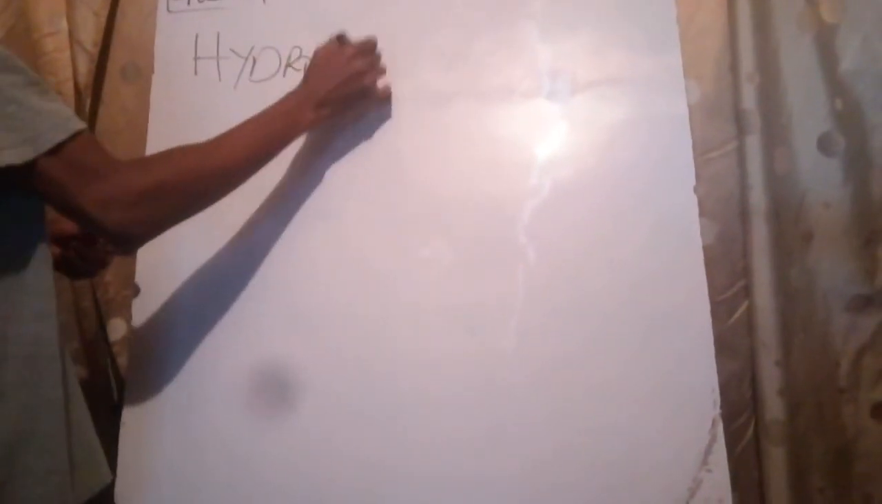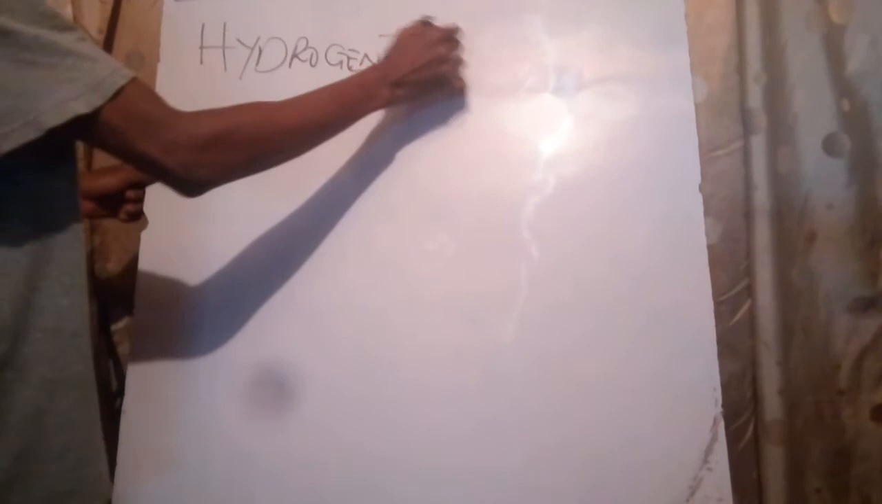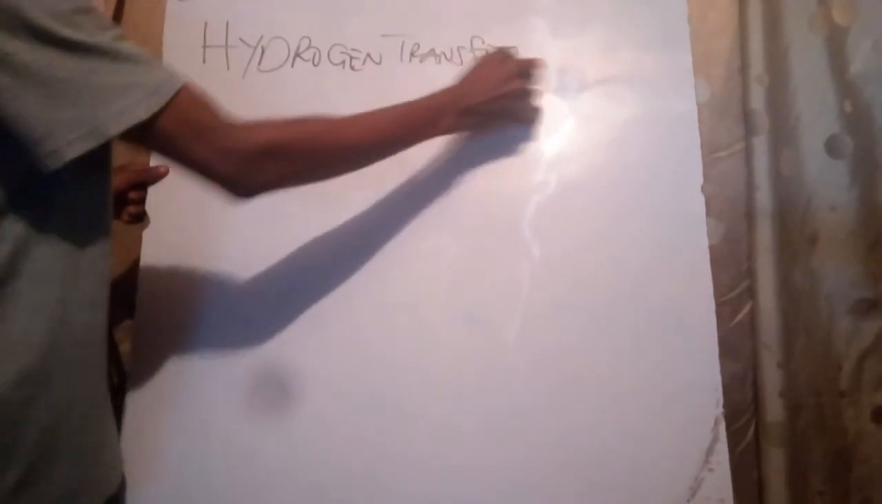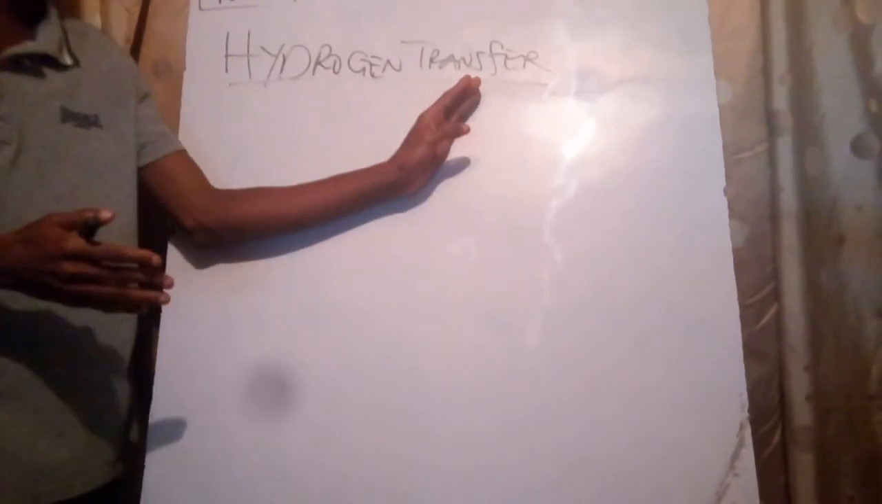Alright. Now we're talking about redox based on hydrogen transfer. Hydrogen transfer. And I think that's the last one we're looking at today, since electropositive element and electronegative elements are the same thing as what we have done earlier. So I'm coming to that now. But let us discuss hydrogen transfer first.